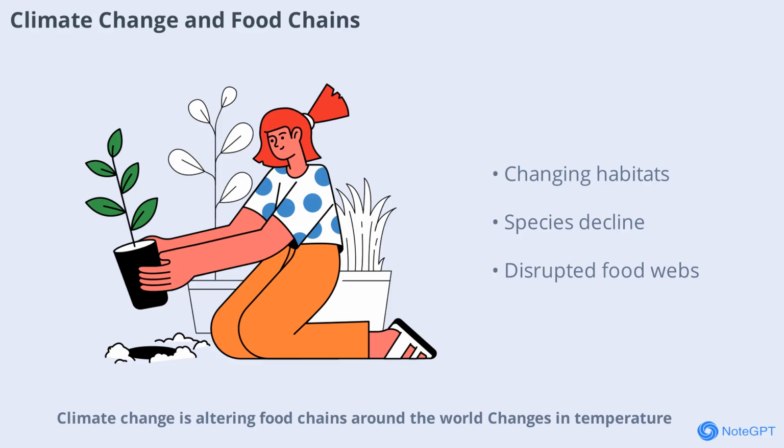Climate change is altering food chains around the world. Changes in temperature, rainfall, and weather patterns affect where plants and animals can live. Some species may decline or move to new areas, disrupting existing food webs. Protecting food chains means addressing climate change and its impacts.